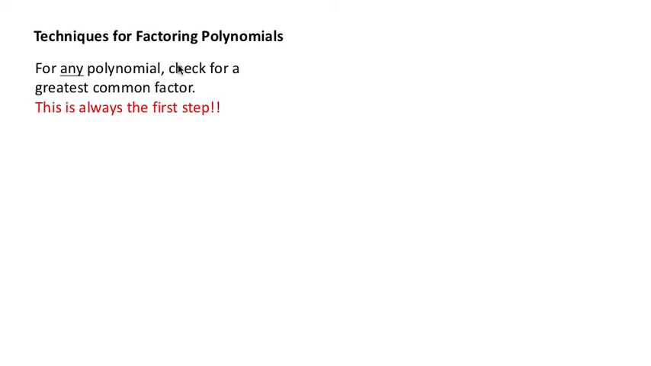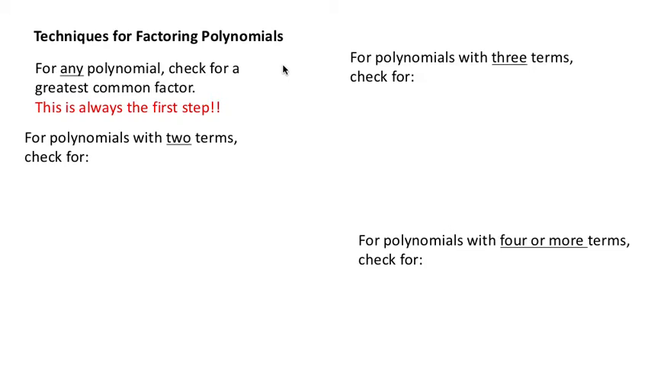There's a few times when it's going to be easy, but there's a few general rules to take into consideration. Always see if you can get out a greatest common factor, highest common factor. Okay, that'll solve you a lot of issues, a lot of time, and make the solving a lot easier. Now we're going to think about if it's got 2 terms, 3 terms, or more than 3 terms.